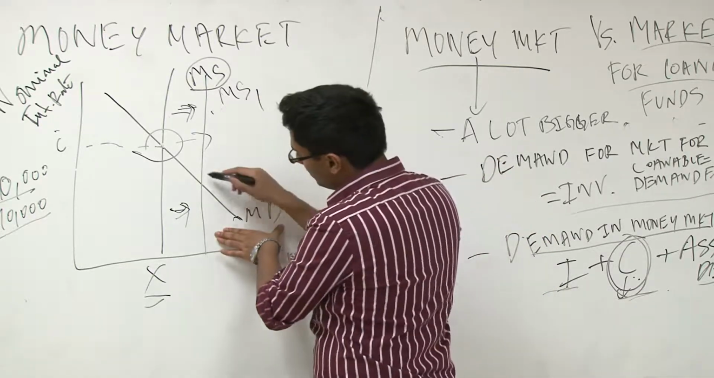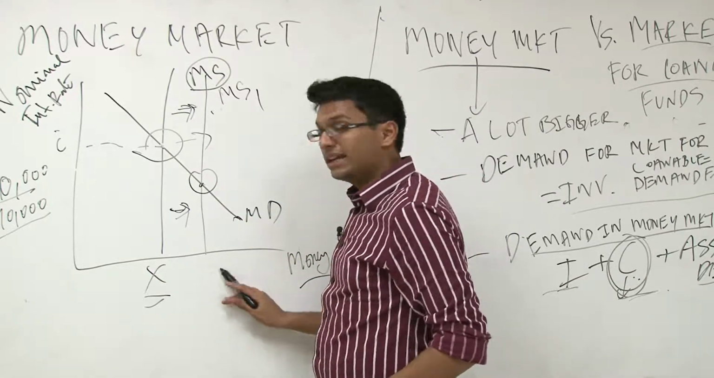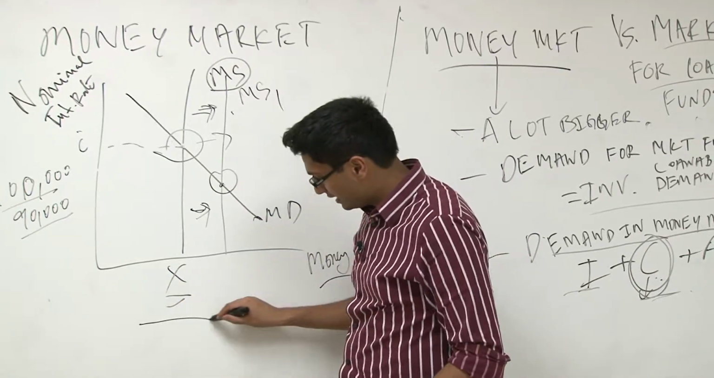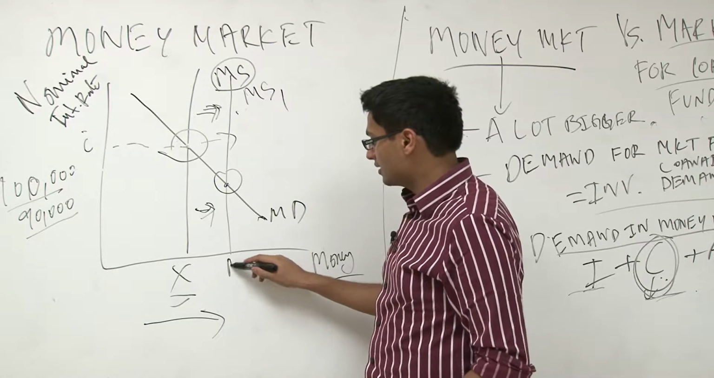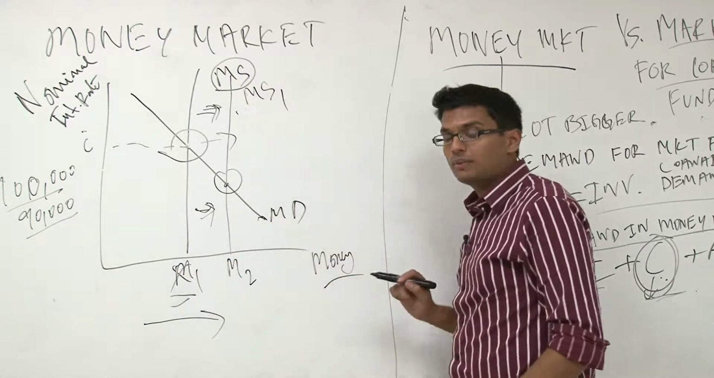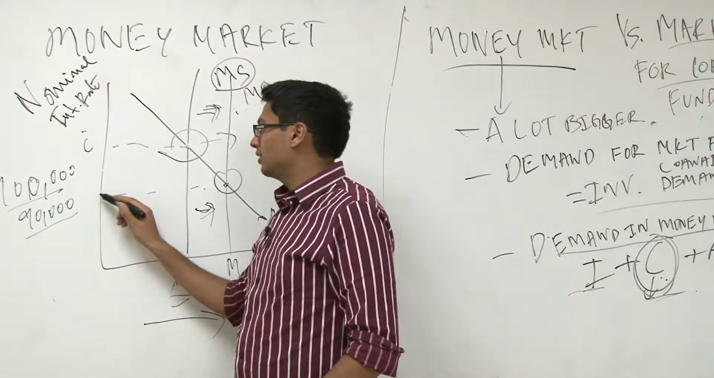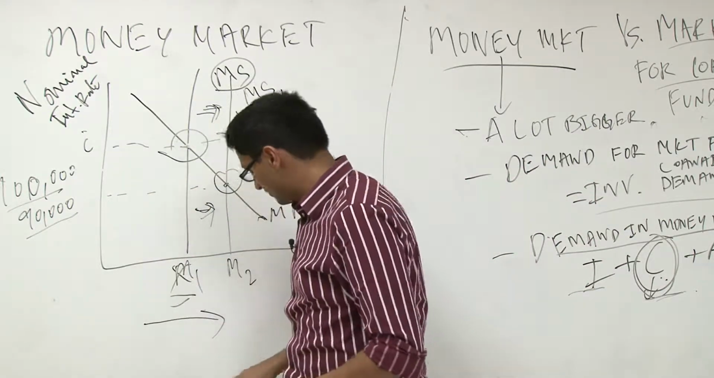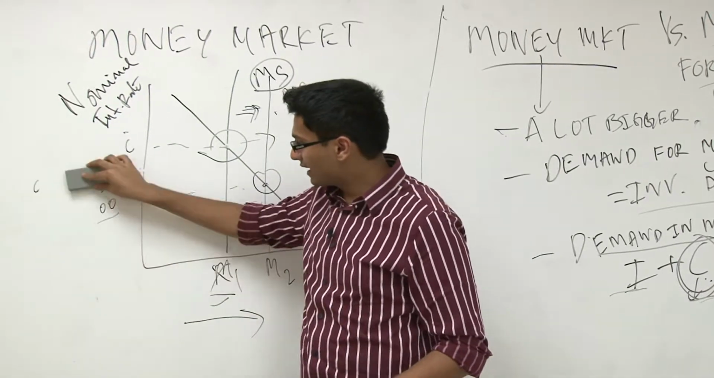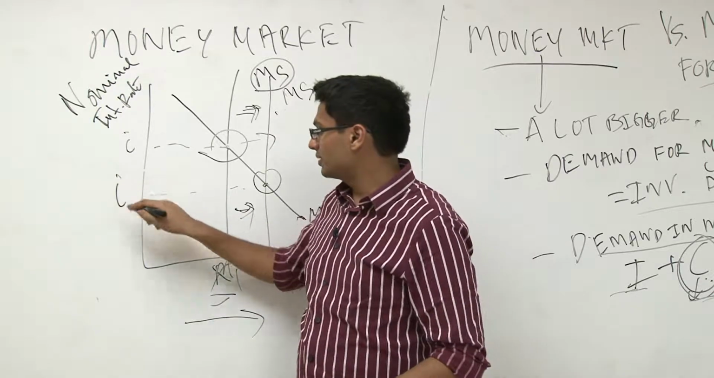We have a new equilibrium right over here. So the amount of money in the system has increased. You can see that difference: if this is M2 and this is M1, you can see the difference in the amount of money in the system. Another thing, and most importantly, is that the interest rates have dropped.